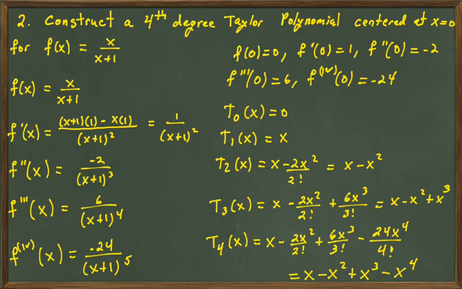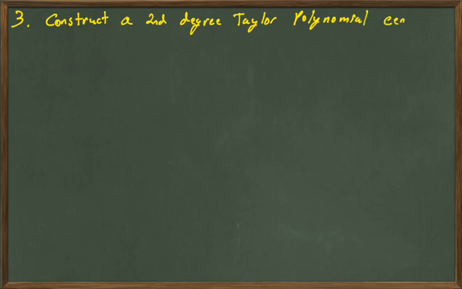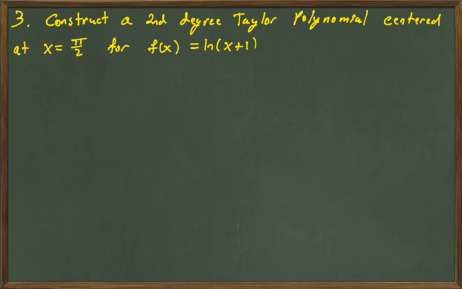Alright, so thanks for hanging on, and let's do one more example here. Let's construct a second degree Taylor polynomial centered at pi over 2. And this will be for the function natural log of 1 plus x. Okay, so f of x is equal to the natural log of 1 plus x, or x plus 1.